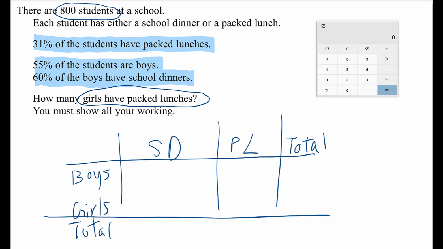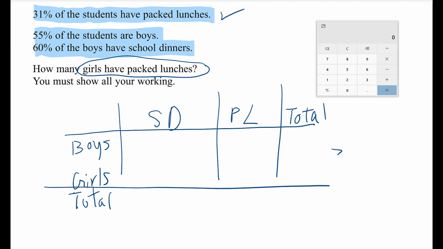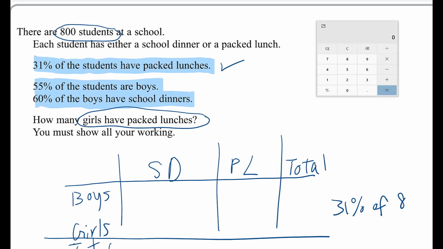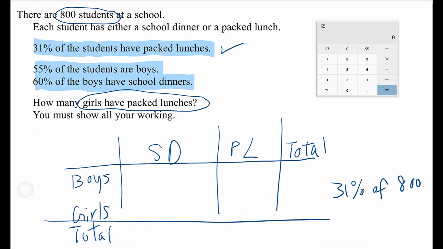Okay, so now we can just perform the calculation one by one. So let's look at the information we have. If we start by looking at 31% of the students, what we want is 31% of 800, because there are 800 students at the school. So 31% of 800 is the same as 0.31 times 800. If we do this on the calculator, 0.31 times 800 is 248. So where do I put the figures? What we want is the total number of students who have packed lunch, which is this column here. So this is where we put the 248.